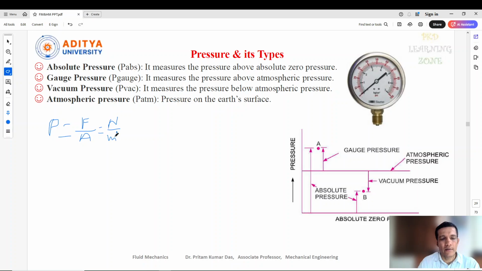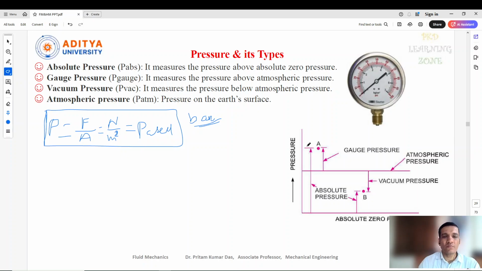We know that the unit of force is Newton and area is meter square or millimeter square or centimeter square, or sometimes you can write it in Pascal. Also, pressure is measured in bar. If you see the pressure gauge, it will be given in bar, or sometimes in kg per centimeter square. Different units will be marked there.